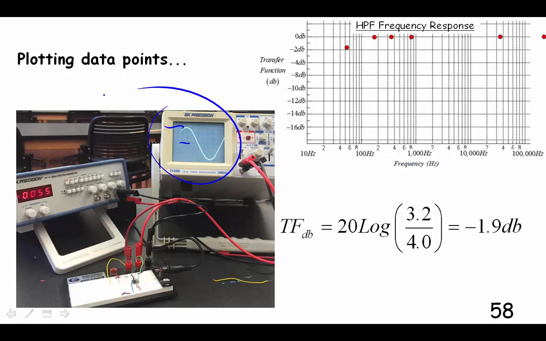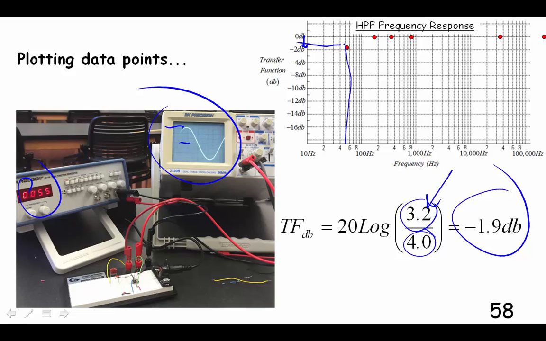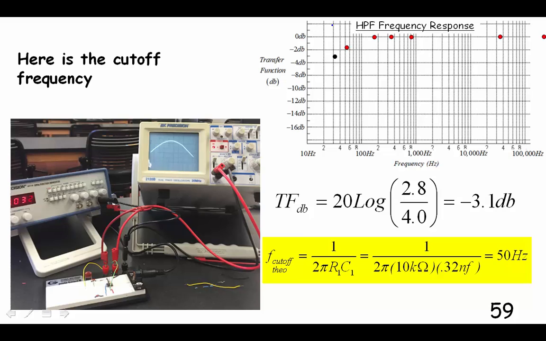I blew that up in my computer to measure it more precisely, and I got, so if I put 3.2 in for V out over V in, that really is not V in, it's the amplified V in with the gain of the op amp. And we get minus 1.9, so there's minus 1.9 decibels for 55 hertz. There it is, 55 hertz.